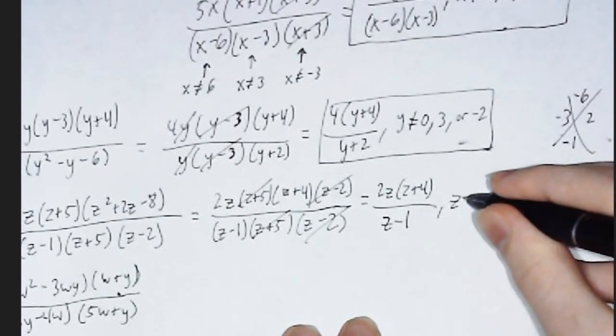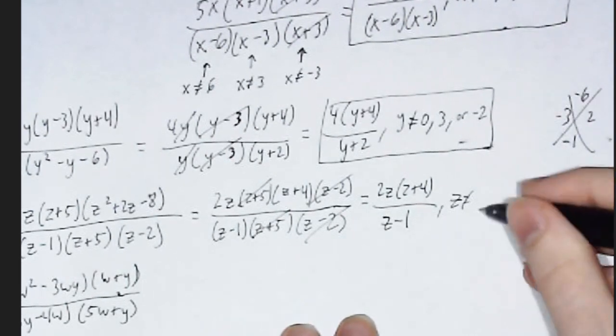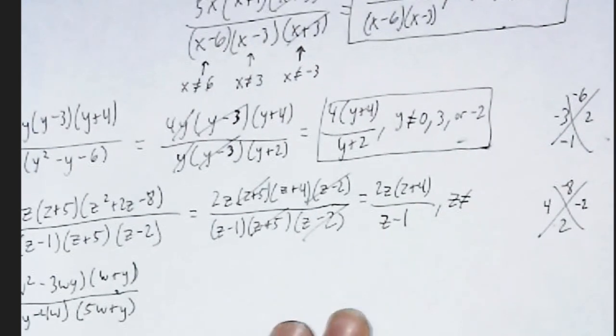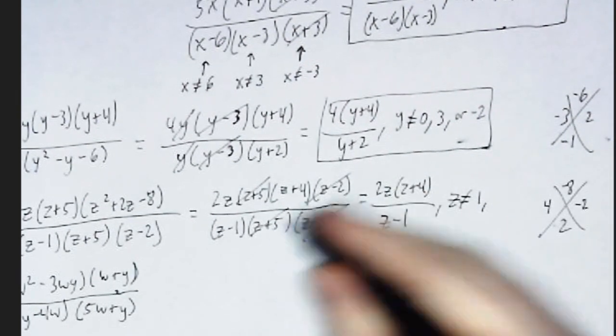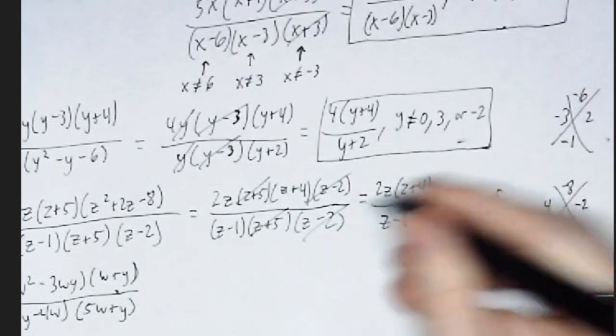Now where is z not defined? So z cannot be equal to +1, -5, or +2.